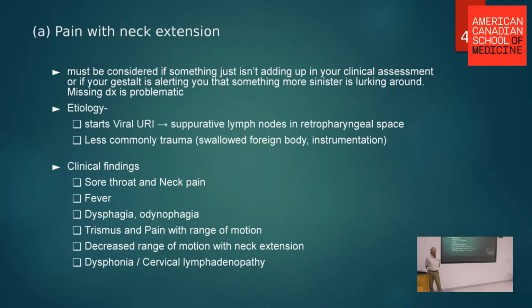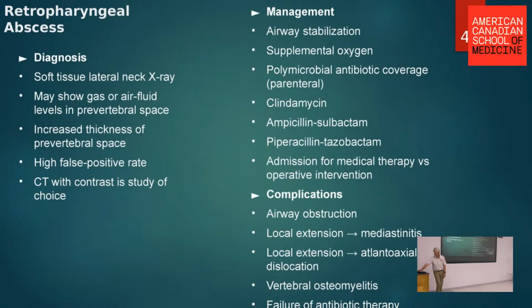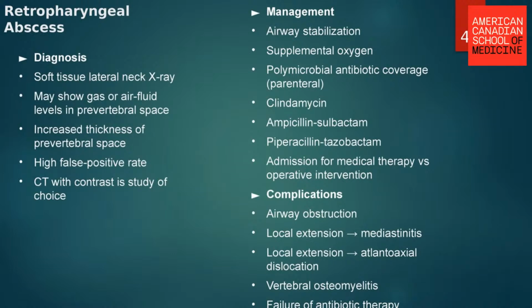It can be if there's been instrumentation or a procedure done. Clinical findings: sore throat with a pretty normal-looking throat exam, fever, dysphagia, difficulty swallowing, odynophagia, which is pain with swallowing, trismus, difficulty opening the mouth, decreased range of motion with neck extension, dysphonia, where their voice sounds a little funny, and anterior cervical adenopathy. We'll show you what a soft tissue x-ray of the neck looks like in a second. If you see gas or air in the soft tissue, that's an ominous sign.